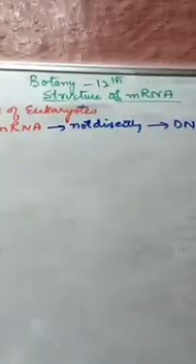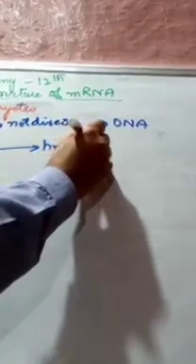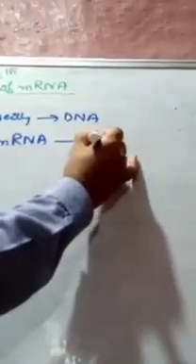Now, in case of eukaryotes, we are not taking the prokaryotes. In case of eukaryotes, mRNA is not directly formed from DNA. From DNA, the reaction is like this: we will find hnRNA, and then from hnRNA, we will find mRNA.